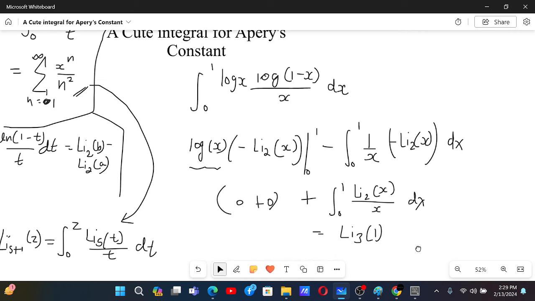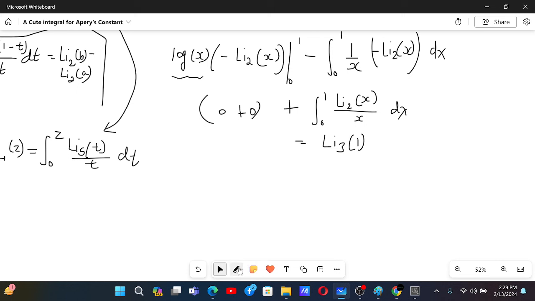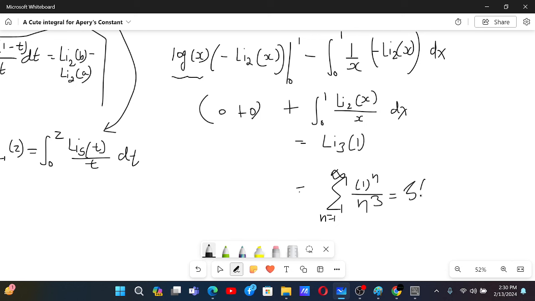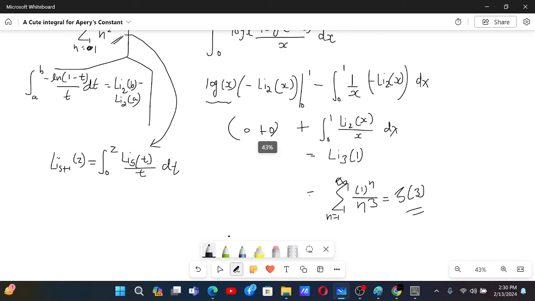Now how do we find li 3 of 1? We can now use the sum property, that is the sum from n equals 1 to infinity of 1 to the power n by n to the power 3 over here. Now we know that this is just zeta of 3, which is the Apery constant, and that is the answer.